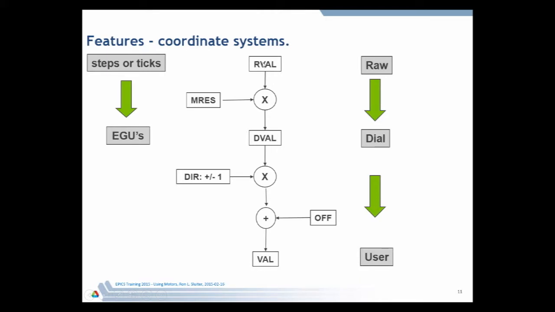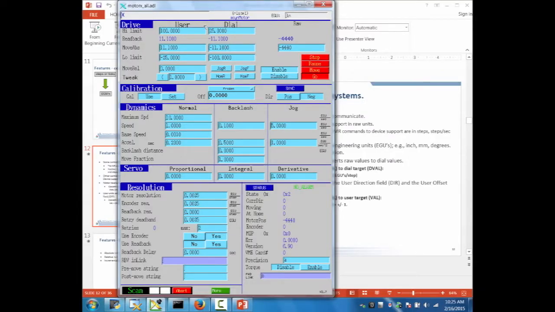So the first thing it does is if you were to enter a raw absolute position, it would use the motor resolution to update the dial value, and then it would use this direction. These things in boxes are the motor record fields. It would use the direction and an offset to calculate the user. We're going to look at this display quite a bit, so that hopefully by the end of the next half hour, you're comfortable with this display. On this row is where you'd enter an absolute position.